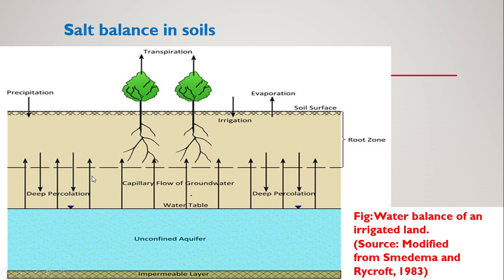Again, in order to compensate this depercolated water, the capillary water from this water table will rise. Capillary rise will be there. This water is also taken by the plant. So this is a cycle. There is a balance between all these things. Like that, for salt also there is a balance. Salt in the soil and salt in the atmosphere, all that have a balance.